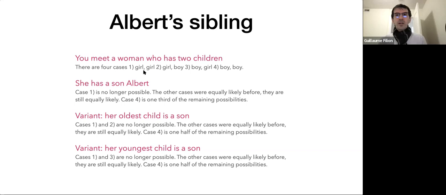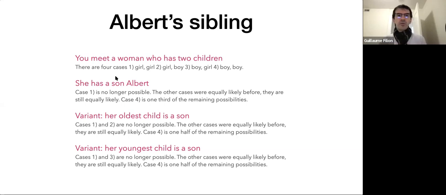It's not 1/2. And you have to be really careful with the way things are phrased when you tackle these kinds of problems. I know this has nothing to do with genomics, but it's fun anyway. So if she says her oldest child is a son, it removes case 1, girl, girl, but also case 2, girl, boy, because the oldest child here is a girl. So now you have 2 cases, 3 and 4, and in only one of them you got boy, boy. So now when she says that, the probability that Albert has a brother is 1/2. And if she says that the youngest child is a son, it's the same. It's 1/2. So details matter exceedingly for these kinds of questions.